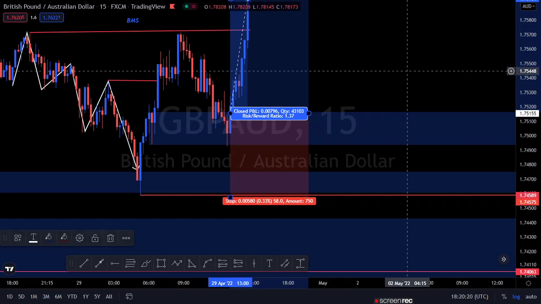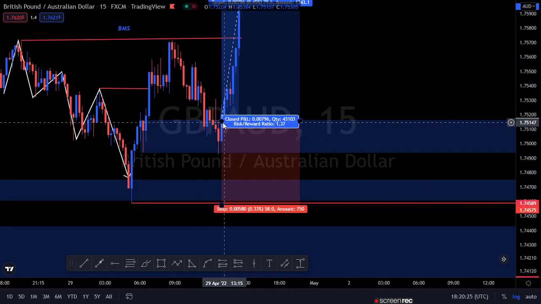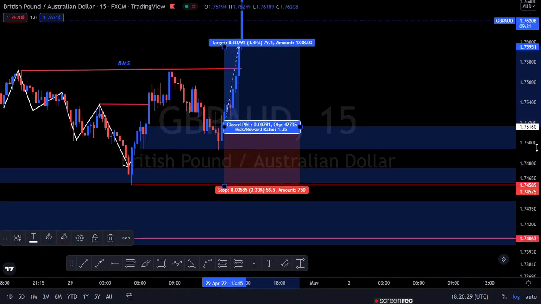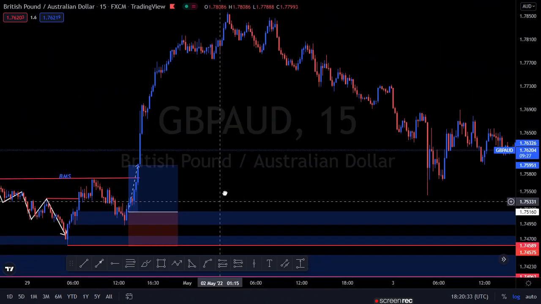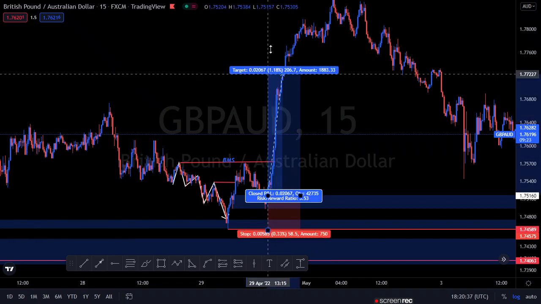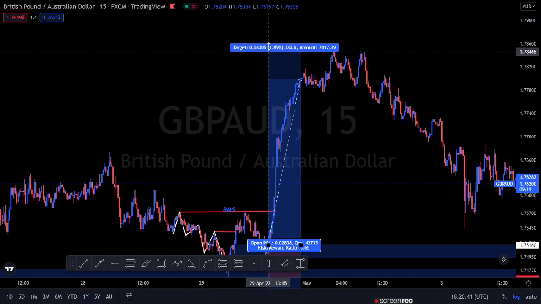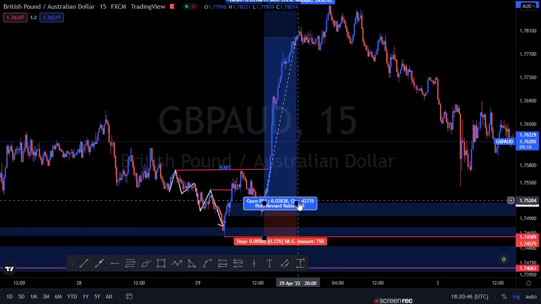GBP/AUD pips are different. It's quite different from other pairs. If it's 58 pips, it will be about 20-something pips. Yes, the currency pairs have different pip measurements. I will talk about them later. So now, it went up to about 300 pips. Yes, this will be about 250 pips.